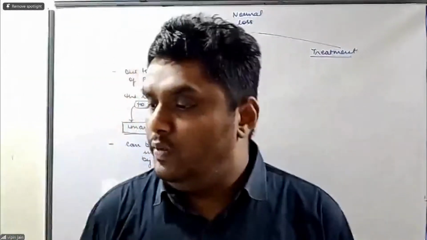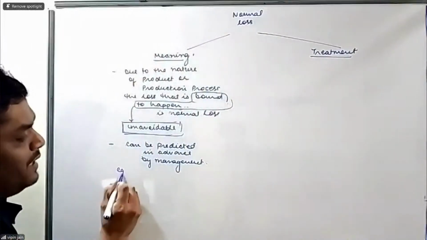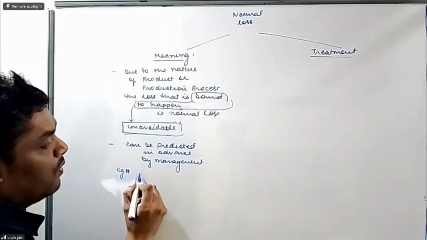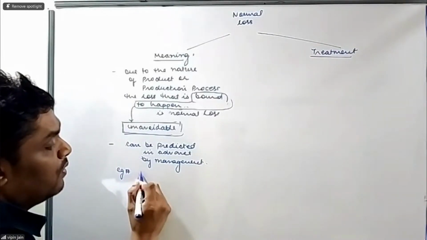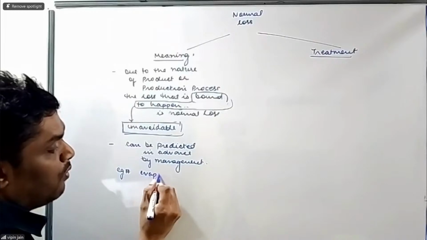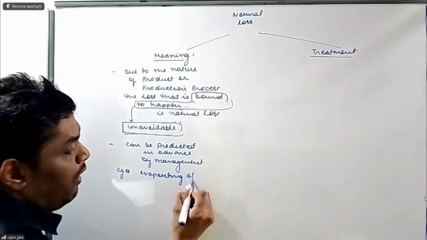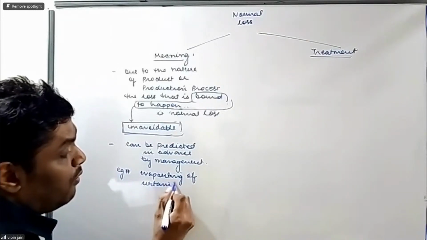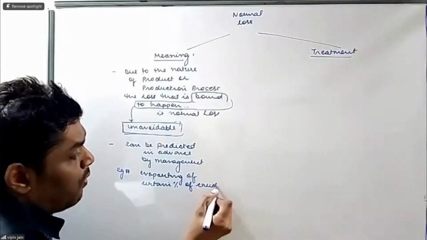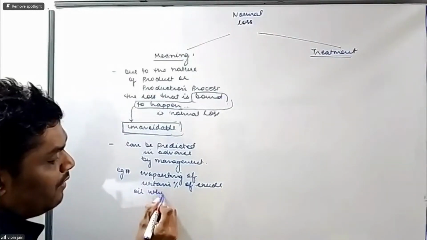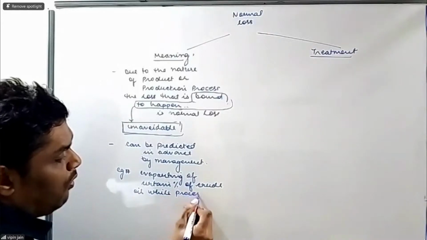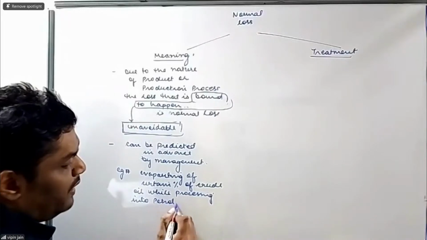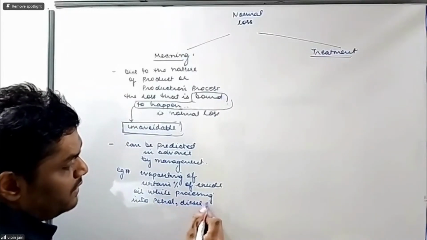So I hope you guys are thorough with it, that what is normal loss. Example, I'll write the examples also for your reference. Evaporation of certain percentage of crude oil while processing into petrol, diesel, etc.